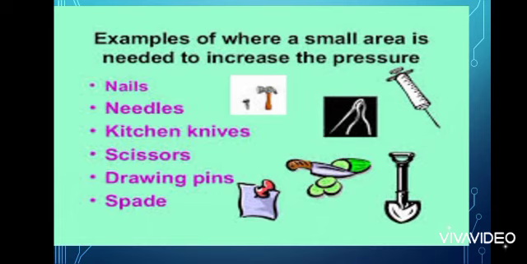Examples of where a small area is needed to increase the pressure: nails, needles, kitchen knives, scissors, drawing pins, spade, etc. A sharp knife cuts better than a blunt knife. A sharp knife has a very thin edge to its blade. A sharp knife cuts objects better because, due to its very thin edge, the force of our hand falls over a very small area of the object, producing a large pressure, and this large pressure cuts the object easily.